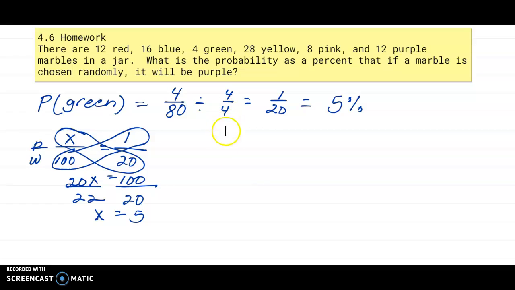If you wanted to solve to get 1/20th as a percent, you could have multiplied 1/20th times a giant 1 of 5 over 5. 1 times 5 is 5. 20 times 5 is 100. And I know that 5 over 100 would be equal to 5%. And then also you could have divided 4 by 80 or 1 by 20.